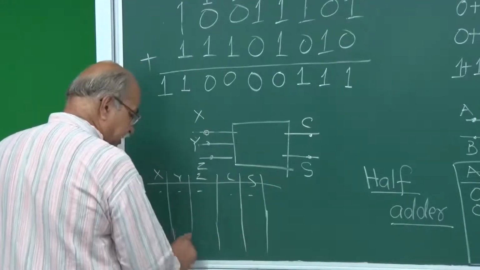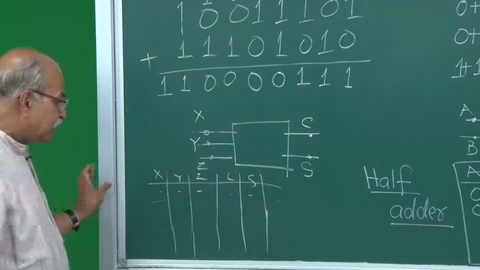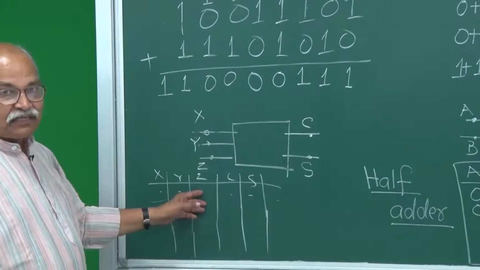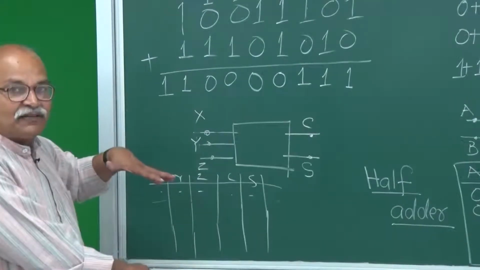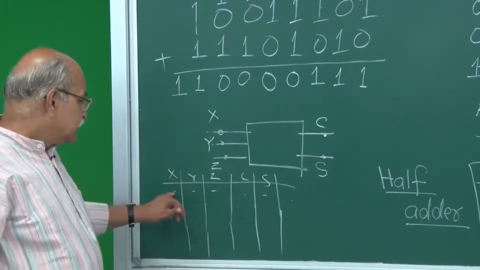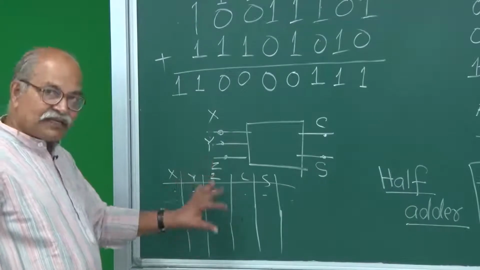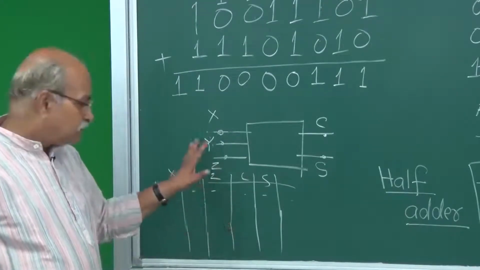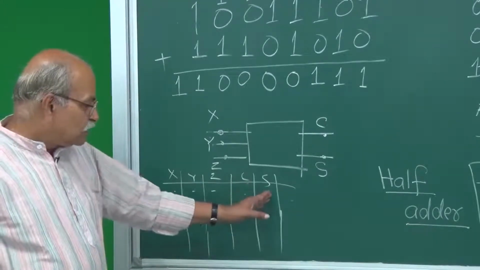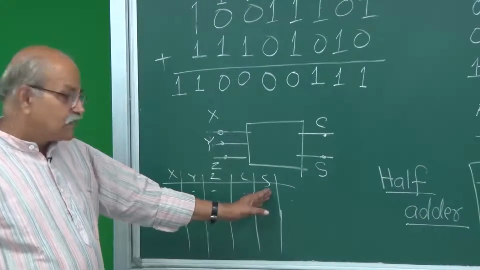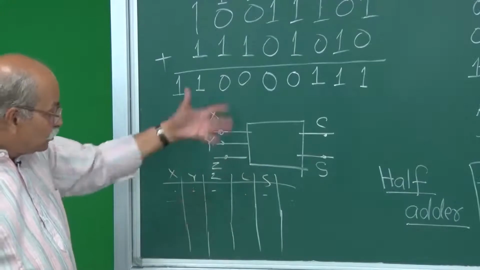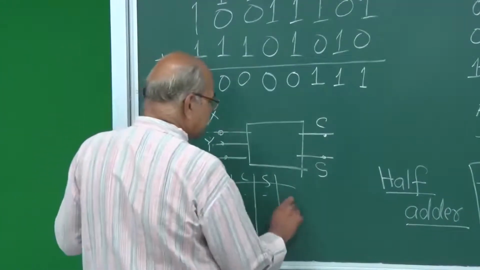How many rows will be there? There are 3 inputs. Each input can be 0 or 1. So all those combinations are to be written, all those combinations are to be exhausted. 0, 0, 1, 0, 0, 0. Everywhere you have to make. So 8 rows, and for each row you know how much is C and how much is S, and that kind of truth table, that kind of circuit which can do this, that is known as full adder.